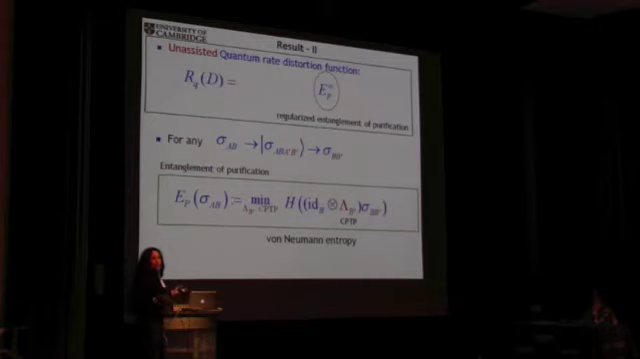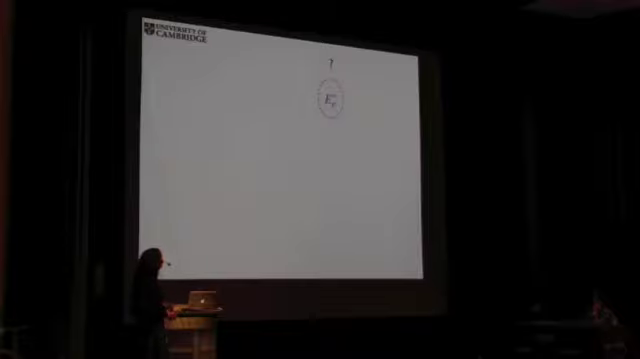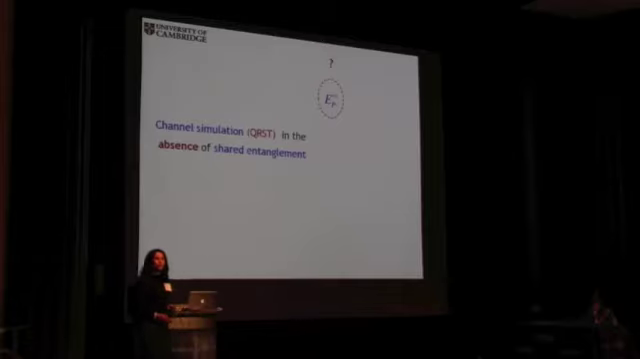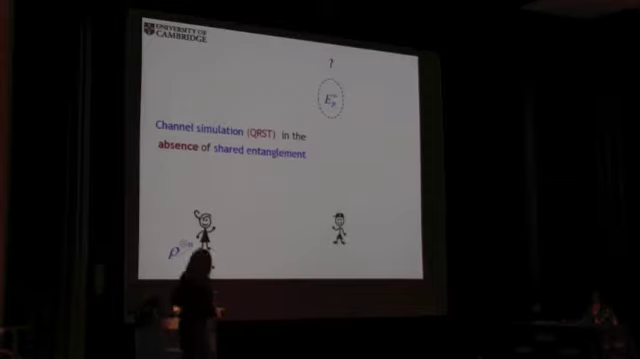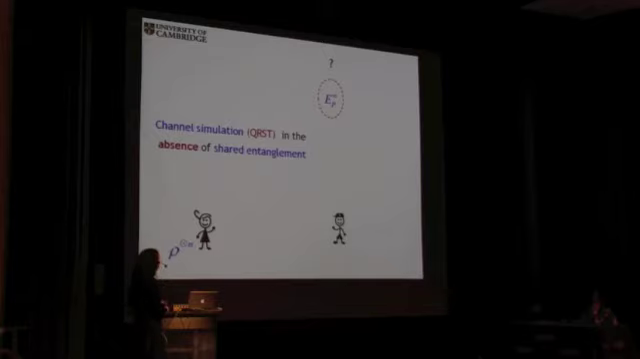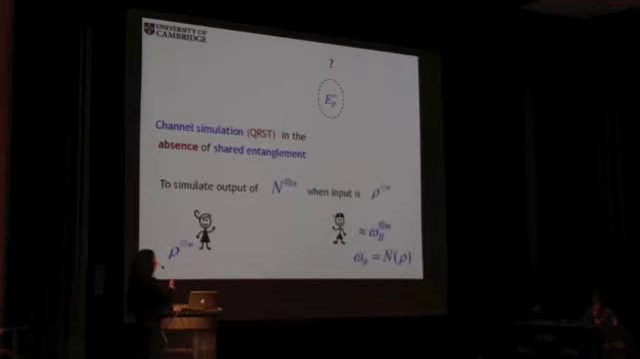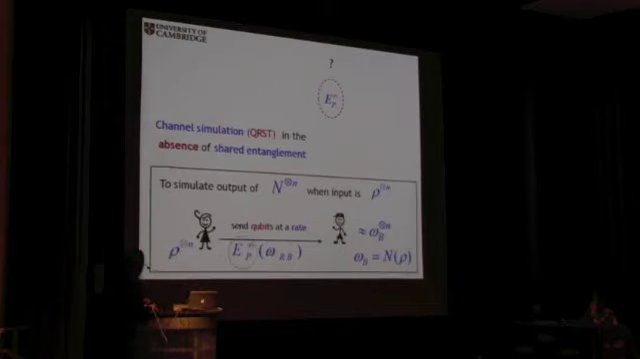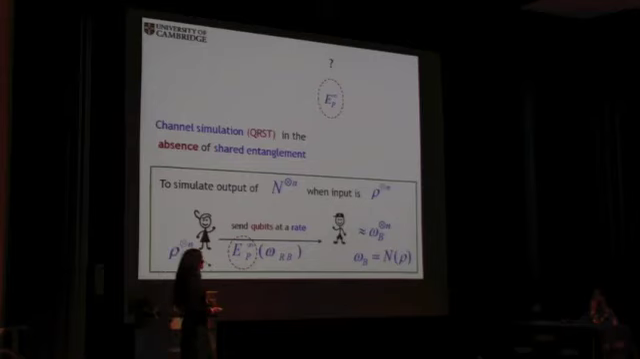So the question is, why does this entanglement of purification arise? Where does it come from? And it comes from, actually, once again, the quantum reverse Shannon theorem, or channel simulation, now in the absence of shared entanglement, because we are in the unassisted setting. So once again, you see, here's Alice. She has n copies of the source. We want Bob to end up with omega B tensor n. And in other words, we are wanting to simulate the output of N tensor n when the input is rho tensor n. And this theorem tells us that if there is no entanglement, the rate at which Alice needs to send qubits to Bob is this expression. Okay, so this is where the regularized entanglement of purification arises.